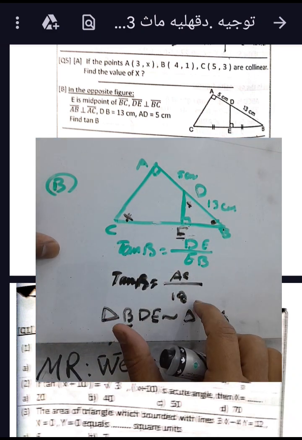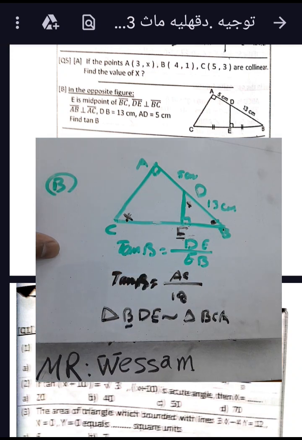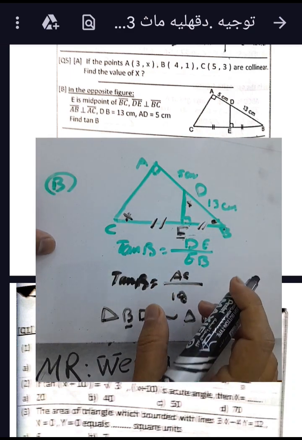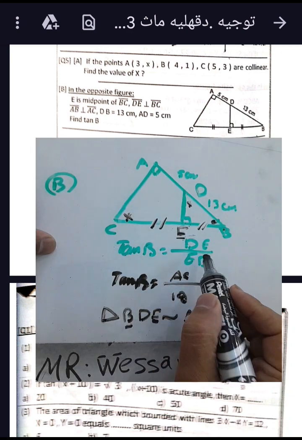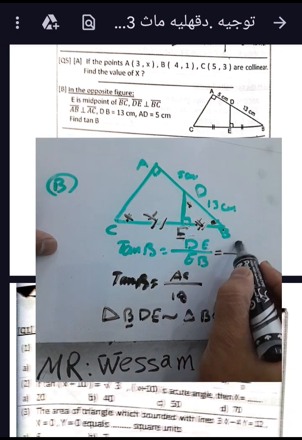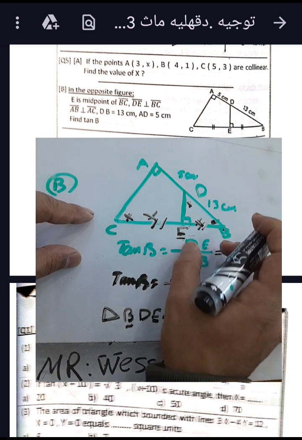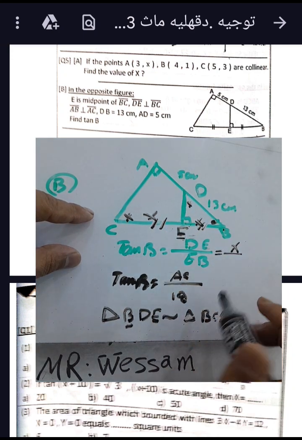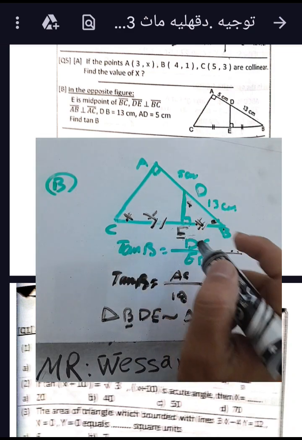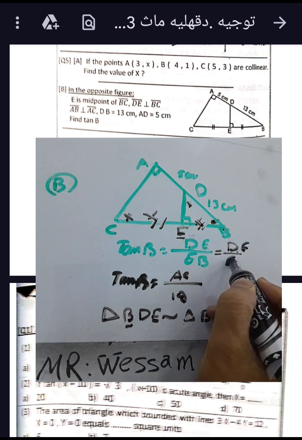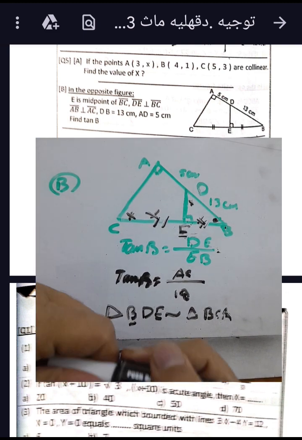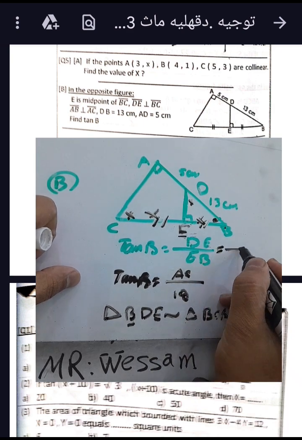Then AC over 18 equals DE over EB. We have DE here, and it tells us this side length equals this side length. Then you can write equality between two ratios. We can write X here and X here. Then the ratio between them, DE over EB, is opposite over adjacent. It's half of this length. Equality between two ratios: DE over AB equals AC over 18.